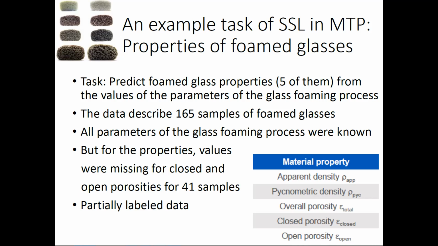But for 41 of the 165 samples, some of the measured values are missing, in particular for closed and open porosities. And this is unlabeled data, or partially labeled data to be very precise, that we would also want to exploit and use in the learning process. And of course, we would also like to know whether it helps or not. So the basic rationale behind semi-supervised learning is that using this unlabeled data in addition to the labeled one would help you achieve better performance.